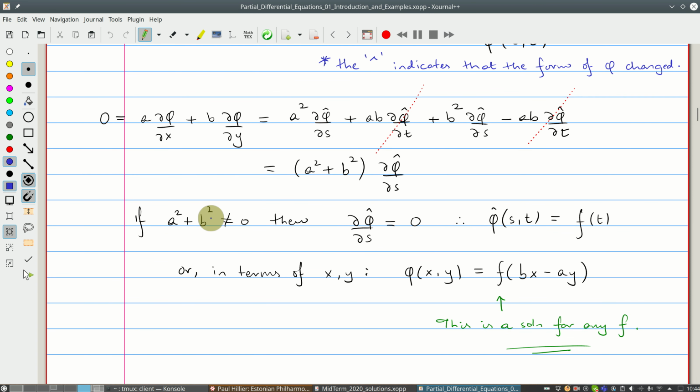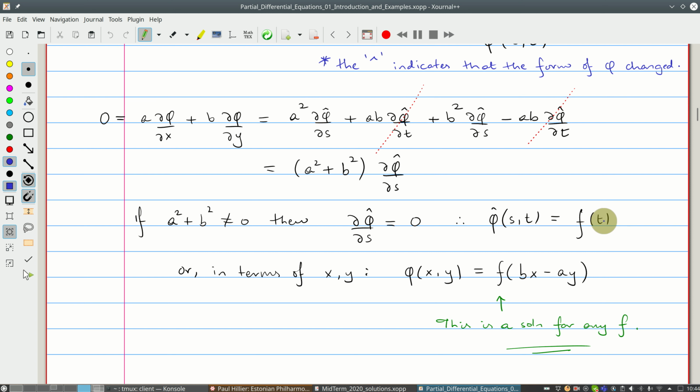So as long as a squared plus b squared is not 0, and if you think about it, if it was 0, then what would happen? Just try and figure it out. Then we must have the partial of phi hat with respect to s is 0, which means that phi hat is a constant as far as s is concerned, which is that it's a function of t alone. Okay, so phi hat is some function f of t.